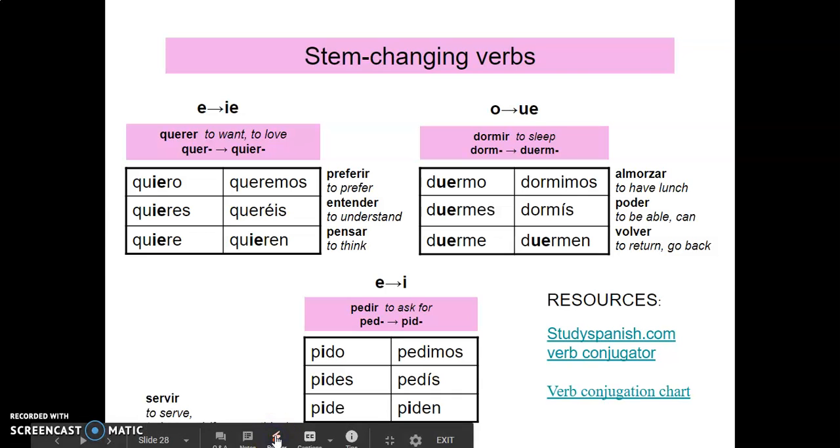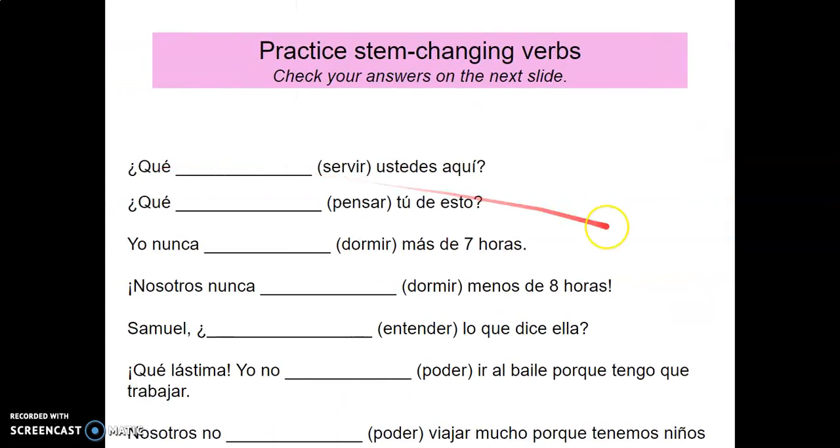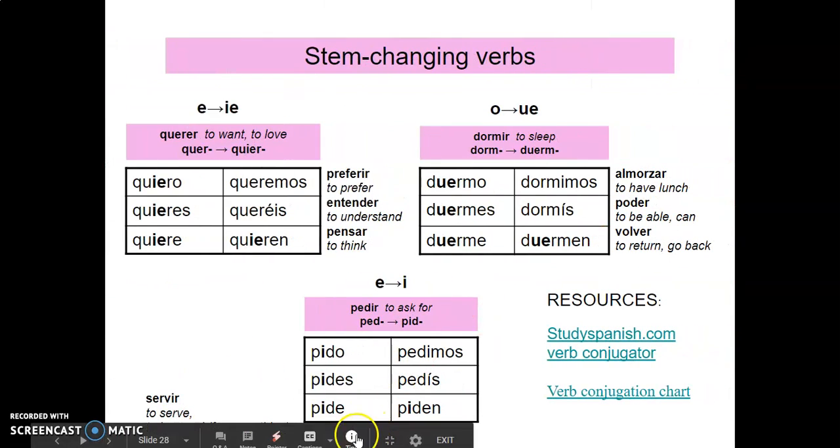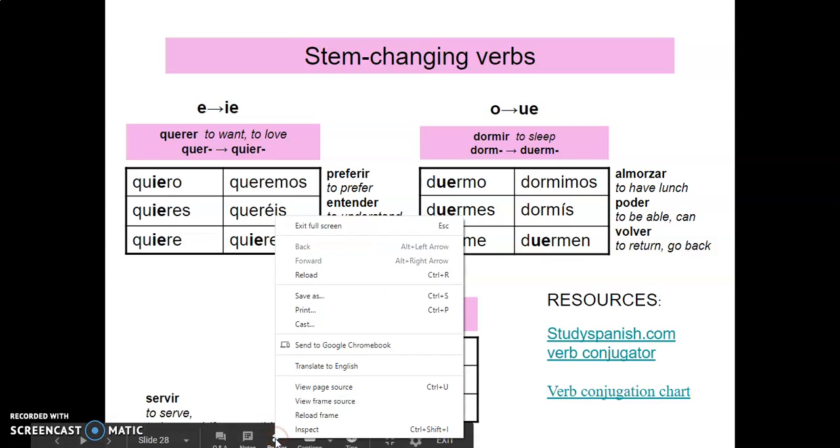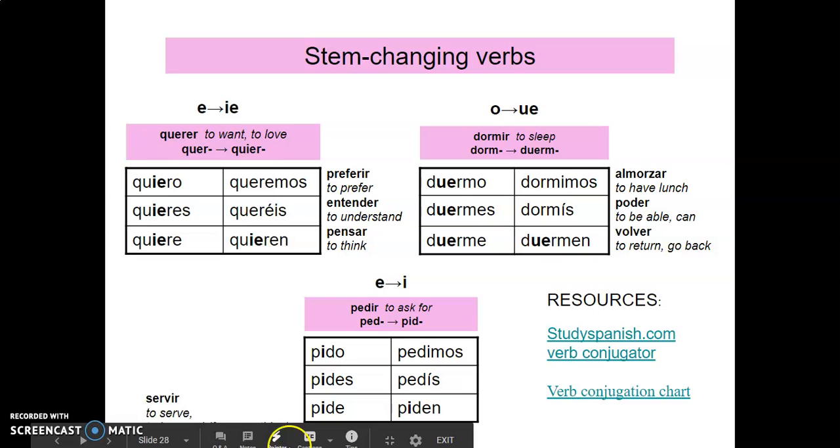Okay, you may have heard this before. Some people refer to these as boot verbs because when you look at the verbs that have the stem change, if you were to circle them here, it is the shape of a boot. So, pardon, it keeps skipping past me. If you notice there, that forms a boot when you are circling the ones that are stem changing. So hopefully that makes sense.